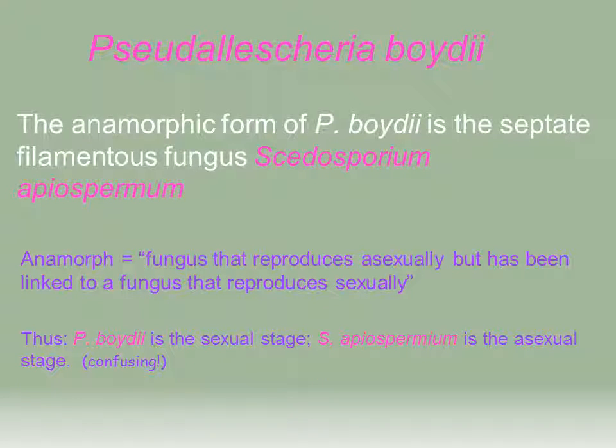Pseudallescheria boydii is the same organism as one with the name Pseudallescheria apiospermum. Well, what gives here? Organisms should have one name, right? Well, we have to consider that historically, organisms were described and named based on their phenotypic characteristics, what they look like under the microscope, what the colonies look like when they are growing in culture, as well as some biochemical tests that were performed on them.